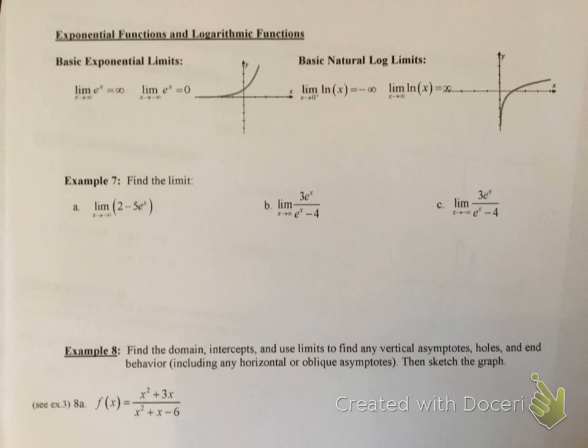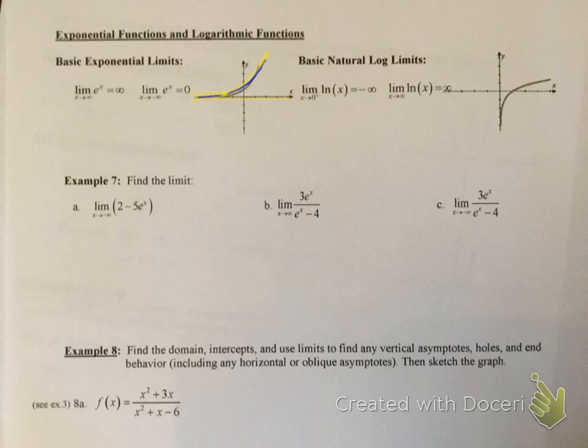Exponential functions, logarithmic functions. The basic exponential limit as x is approaching infinity of e to the x equals infinity. And if we plug in x approaching negative infinity, it's going to go to 0. Because if you remember the graph of e to the x, it looks like this. So if I'm going from left to right, we see it's growing. And if you go from right to left, we see that it goes to 0. So that's why that's true.